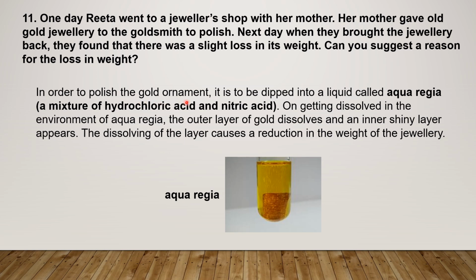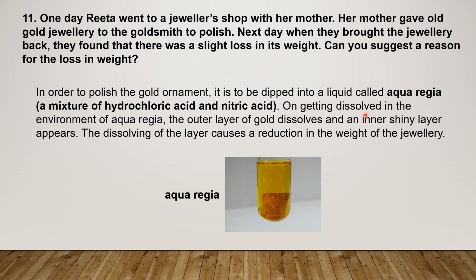In order to polish the gold ornament, it is to be dipped into a liquid called aqua regia. So actually children, this part is not in your textbook. But the question comes like that, so we have to study this. You know that gold is a non-reactive metal. Gold is not reactive with other things, but gold dissolves in only this thing, called aqua regia. So what is aqua regia? A mixture of hydrochloric acid and nitric acid. That mixture is called aqua regia. Only with this aqua regia can we polish the gold jewelry.